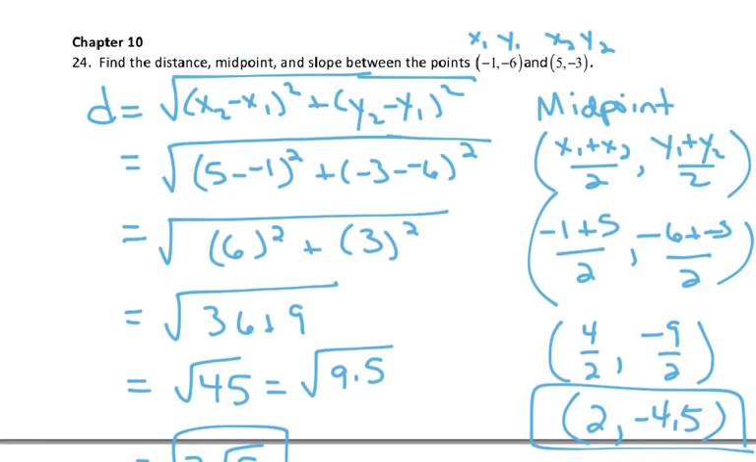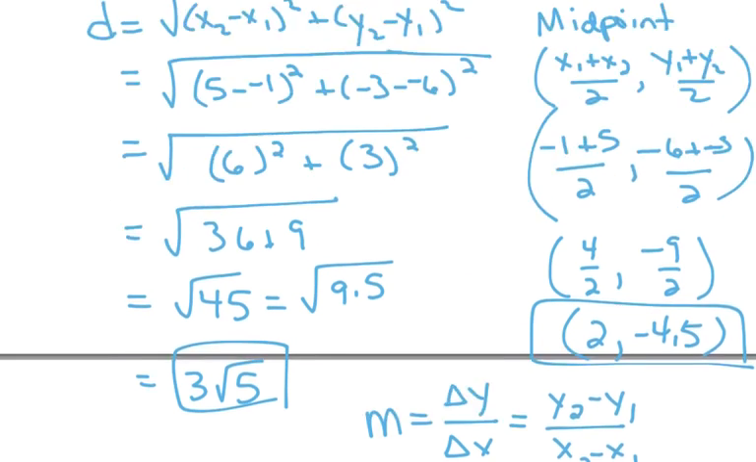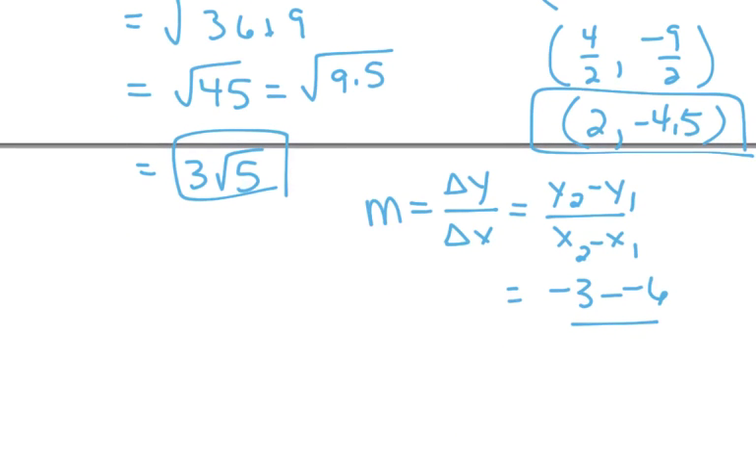So I got to go back up. It's going to be negative 3 minus negative 6 in the numerator, and in the denominator it's going to be 5 minus negative 1. So I'm going to get positive 3 over positive 6, which is 1/2, and the slope is 1/2.